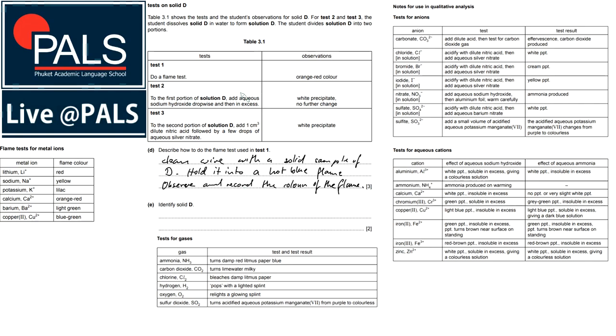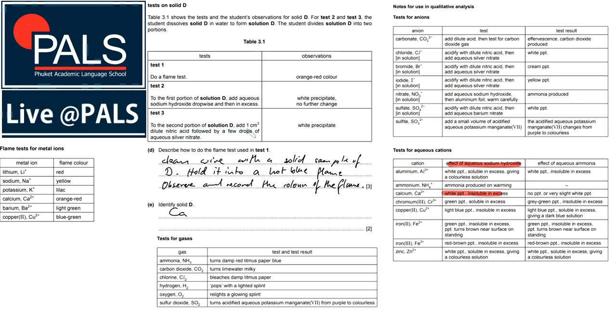Identify solid D. So let's check out the other tests. So we already know that we have a calcium ion in there. Test 2, the first portion of solution D, added aqueous sodium hydroxide dropwise, then an excess. So first we got a white precipitate and no further change, which means the white precipitate is insoluble in excess. So we go back to cation effects of aqueous sodium hydroxide. We're pretty sure that it's calcium, and these results match with our previous flame test for calcium ions. Another test for calcium ions, white precipitate insoluble in excess, so that just verifies that we have calcium.